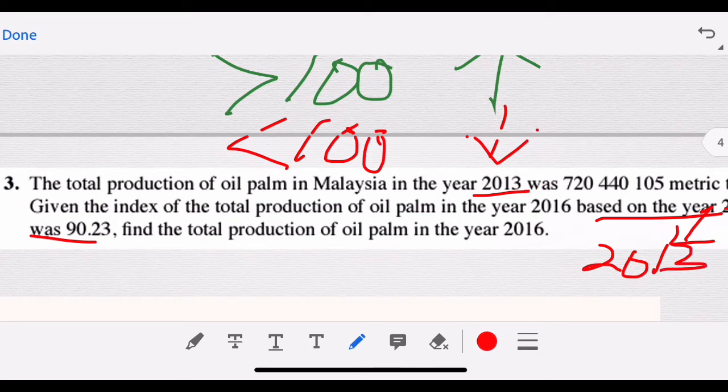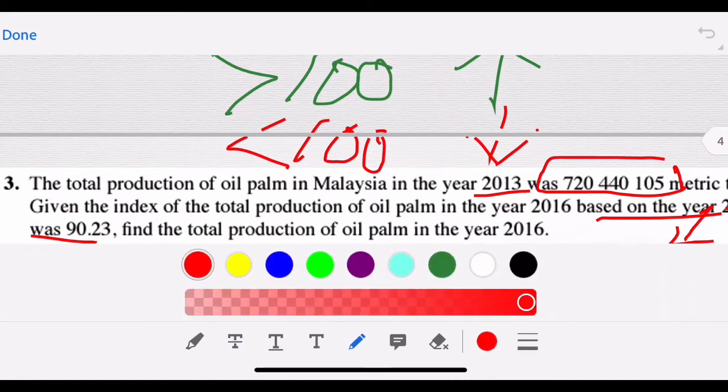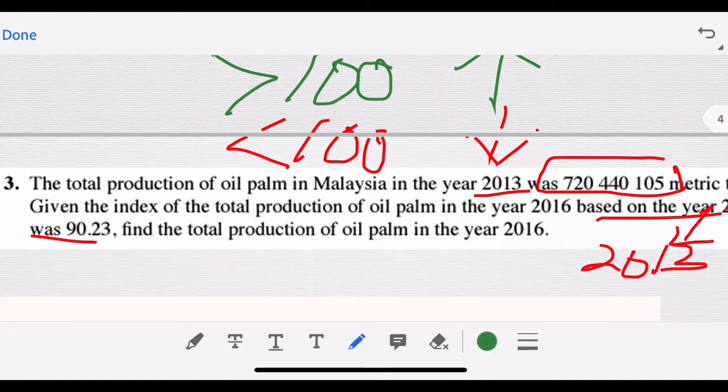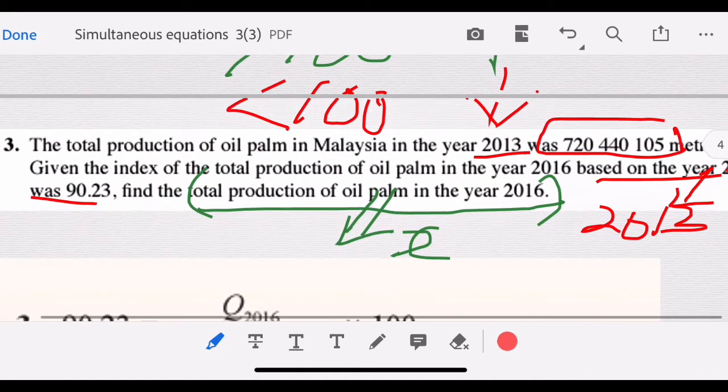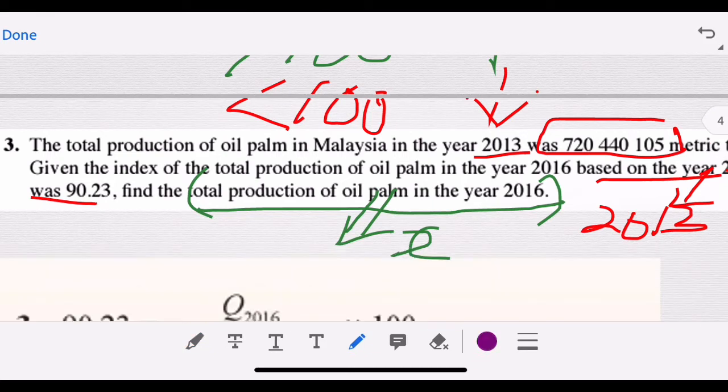Okay, so it seems like the base year will be 2013, which is 720440, right? And then the specific year, we are asked to find the total production in the year 2016, which is something we are not given any information about. We let this be X. Let the total production of oil palm in the year 2016 be X. So we are going to divide by the base year and times 100, equal to 90.73. Alright? So that is actually applying it in the reverse way.